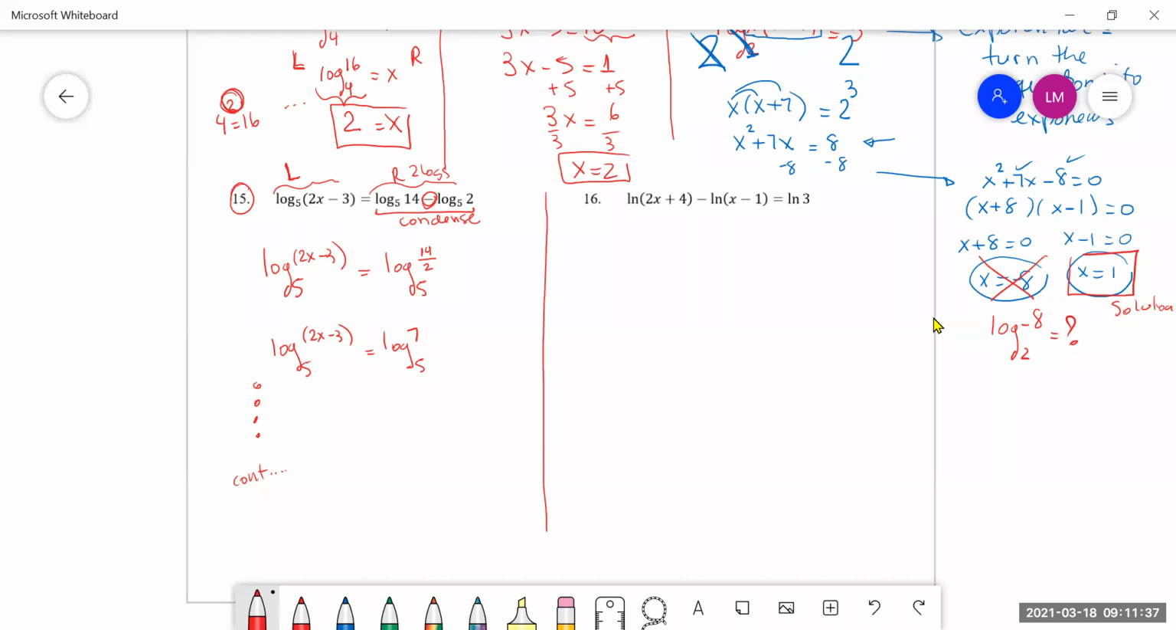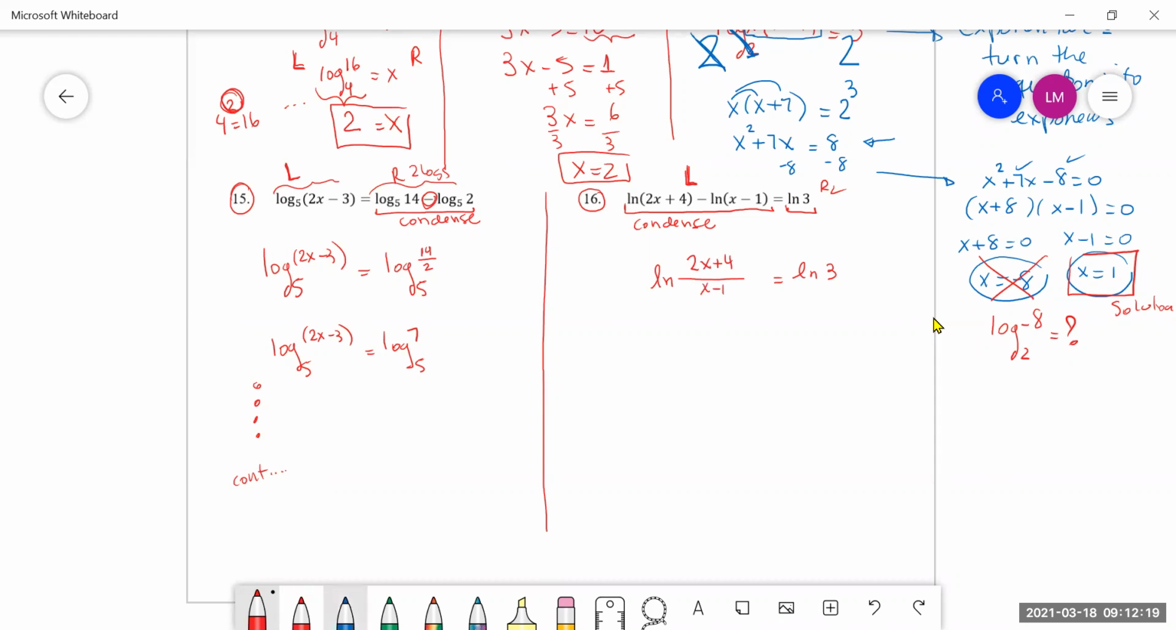I will also get started on number 16. I have 2 logarithms on the left and only 1 logarithm on the right. So let's condense on the left. On the right, we are good. So I have a subtraction of ln's, so we're going to condense into a ln of a division. I'm going to have the 2x plus 4 as my numerator because it came first, and the x minus 1 as my denominator because it came second.